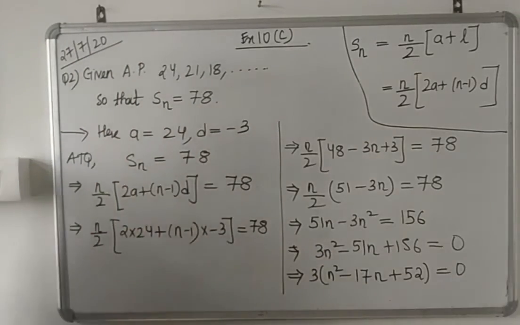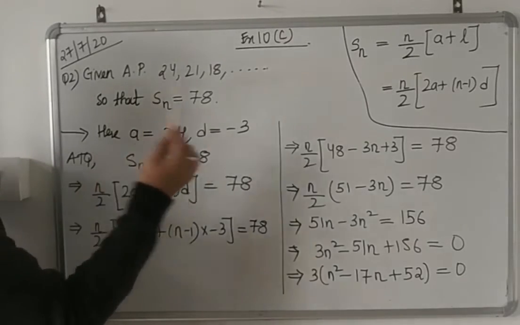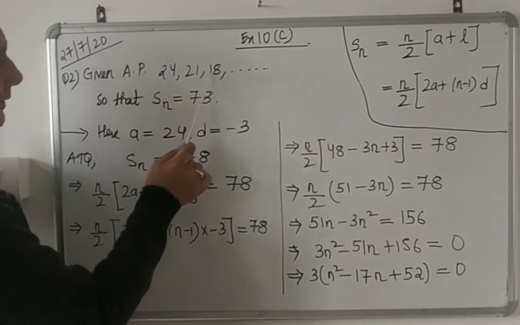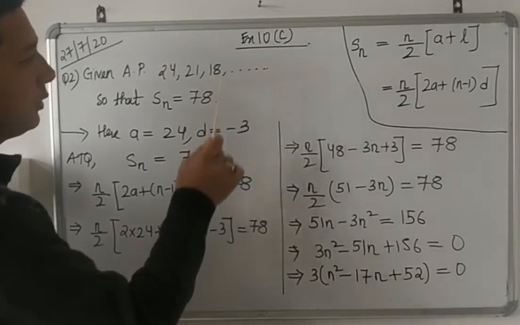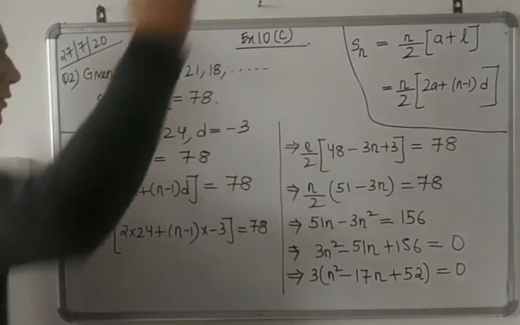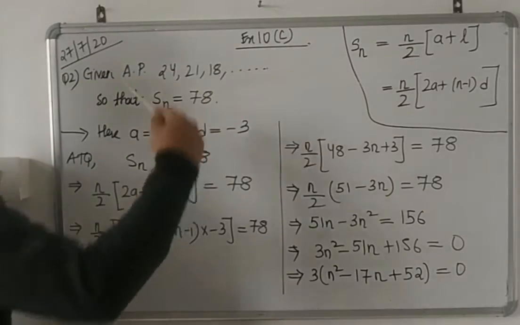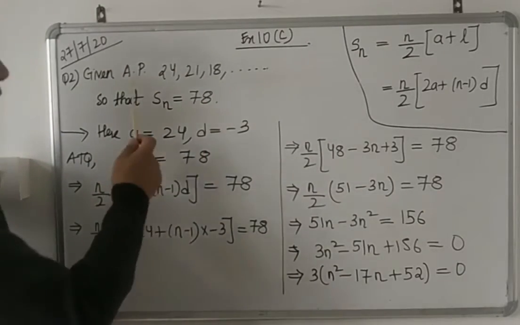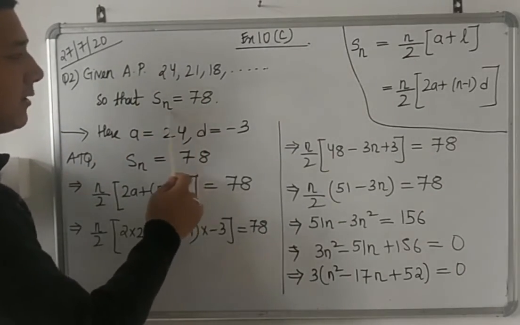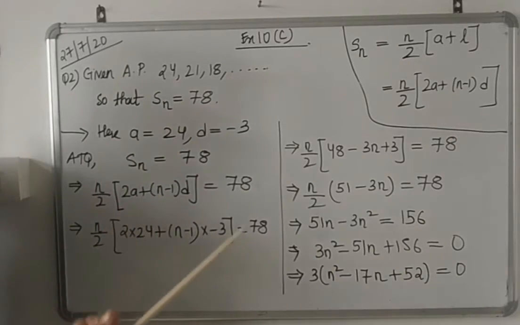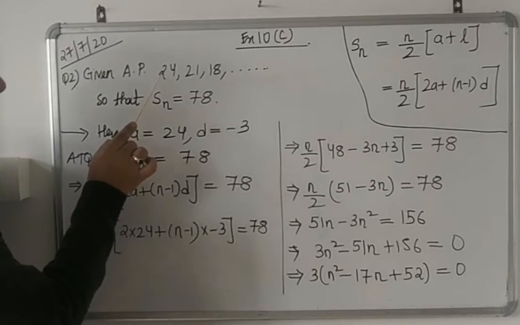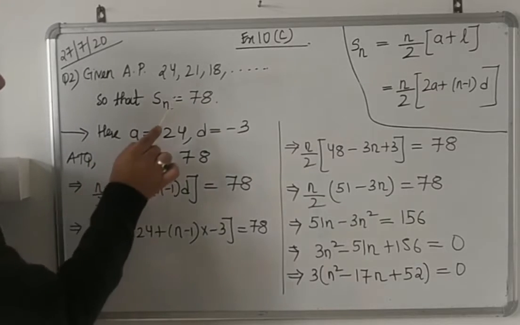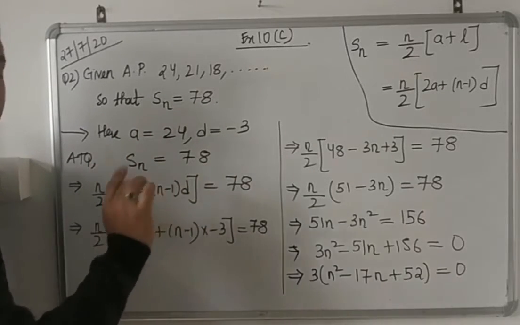I hope you are clear with the question. The given AP is this. How many terms? We don't know. 24, 21, 18. Only 3 terms are given, and there is dot, dot, dot. This dot, dot, dot represents that more terms are there. But how many terms we need to calculate? When I add them, the sum we are getting is 78. Are you clear with this? So here this is an AP where the first term is 24 and the common difference is minus 3. Clear and simple?